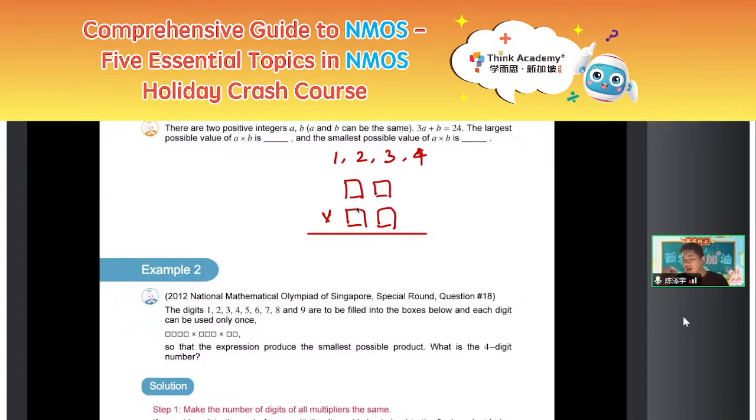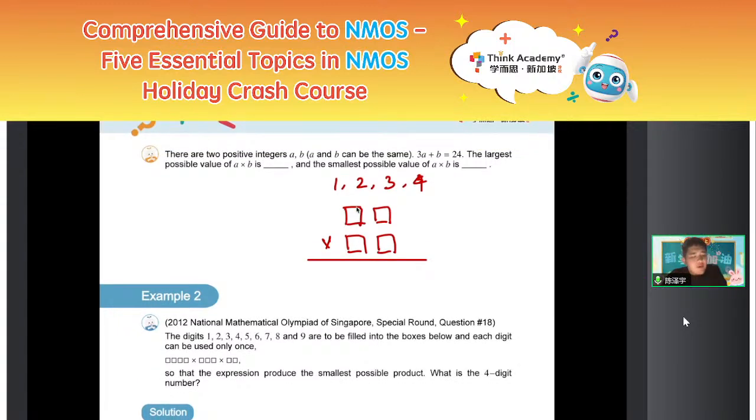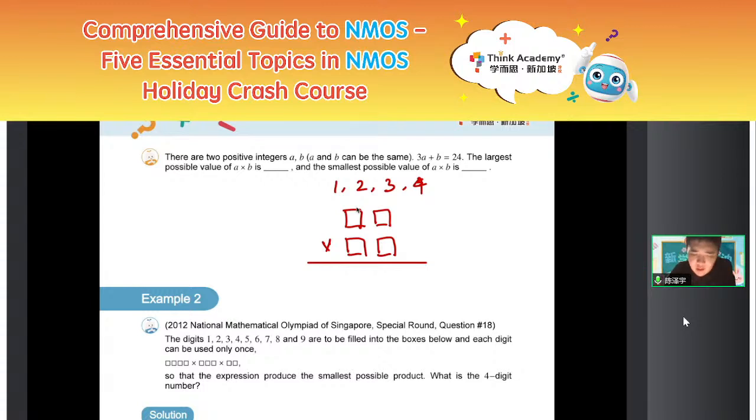How can we make our product bigger? We can first think about this question. With 2-digit times 2-digit, we have two different places: the tens and the ones. If we want our product to be bigger, which one will be more important for us, the ones place or the tens place?